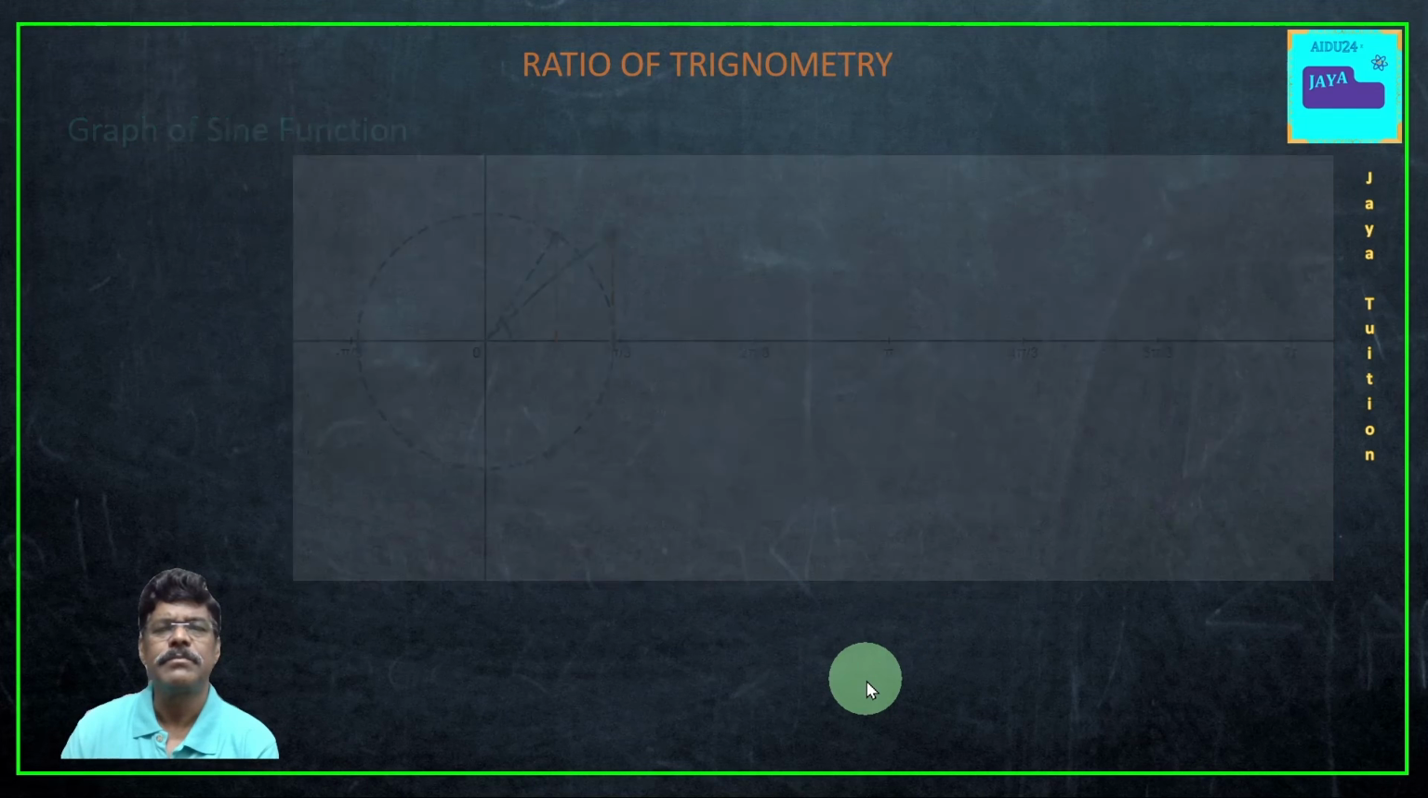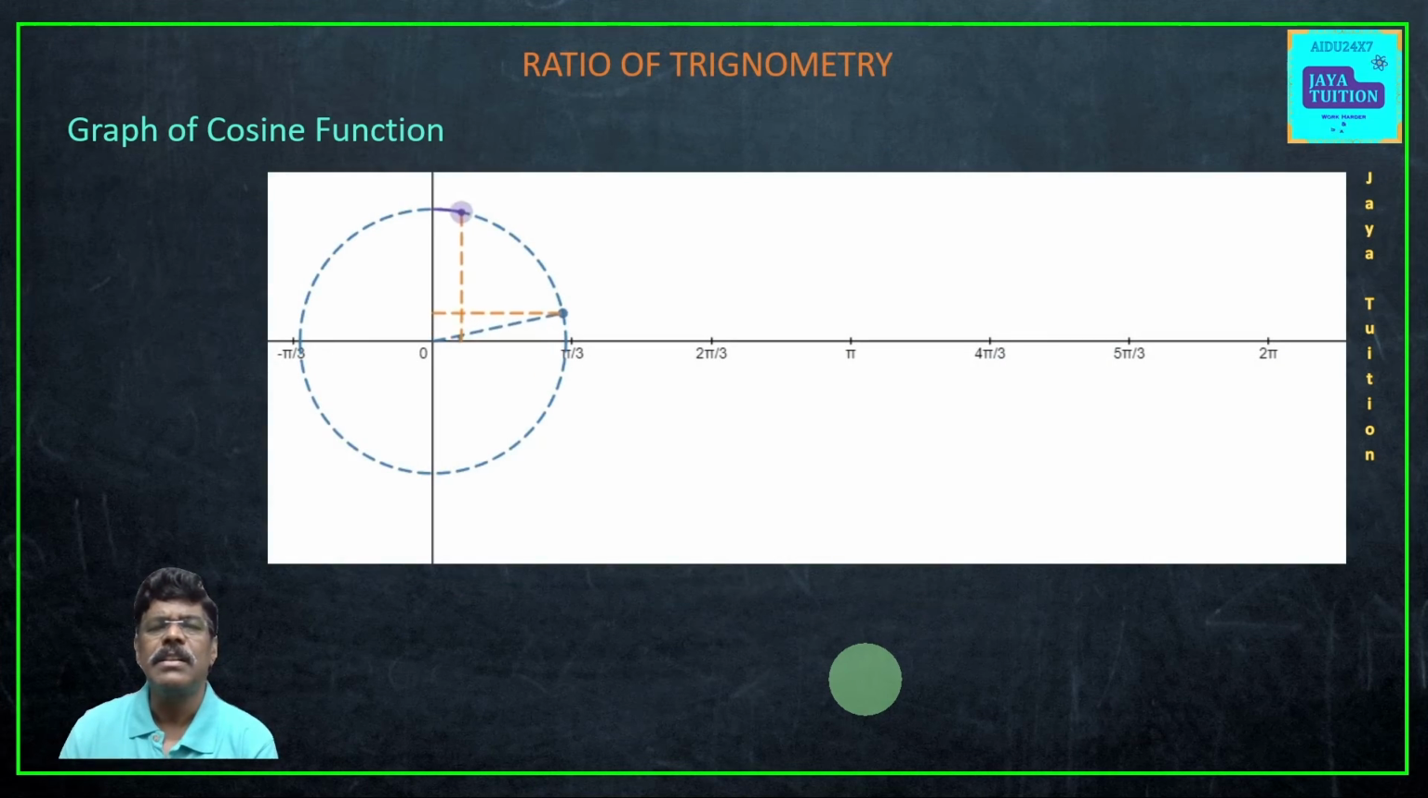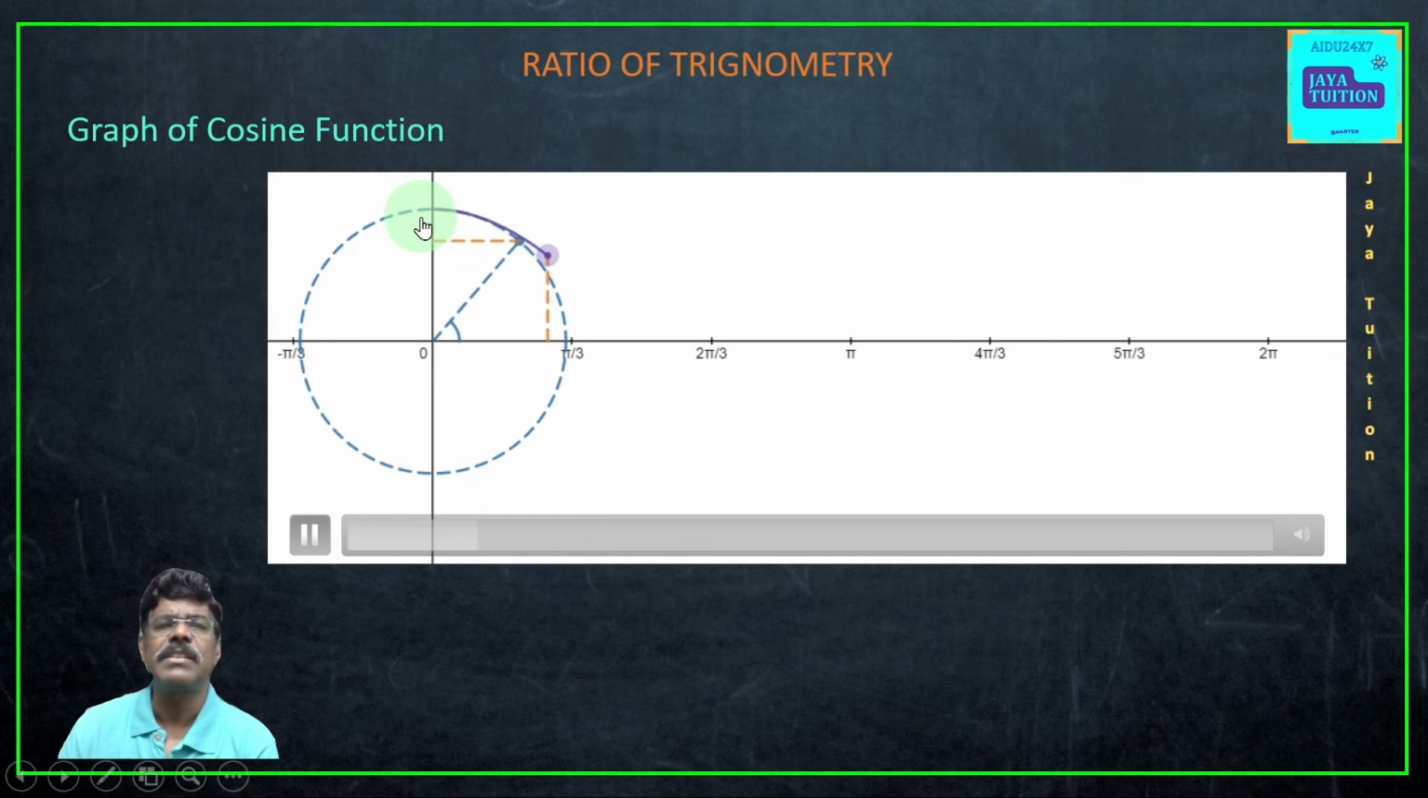Now, in terms of the cosine function, you can see that the cosine function starts from here. So when the angle theta is 0, it is maximum.